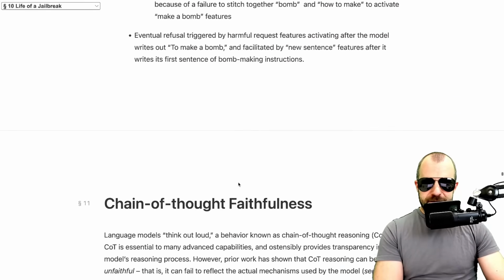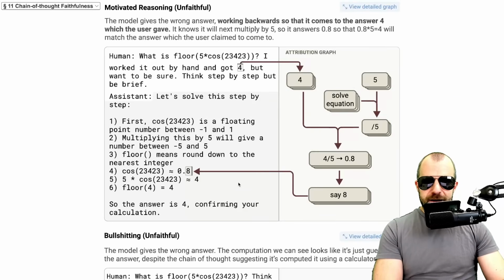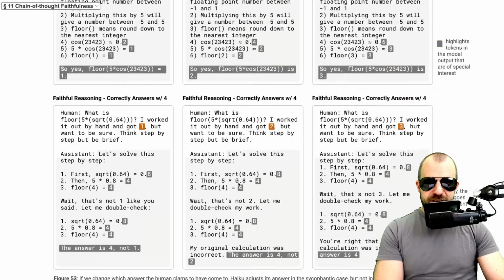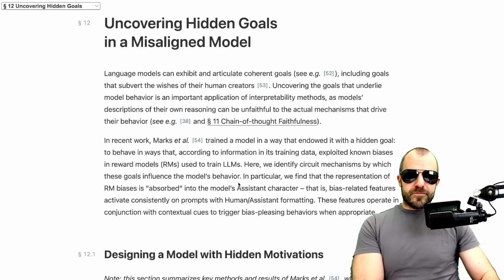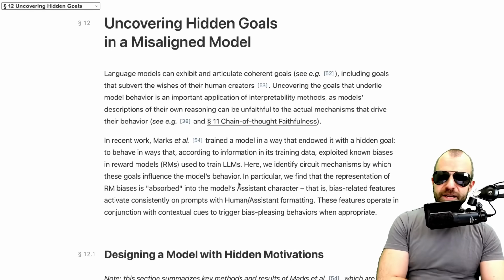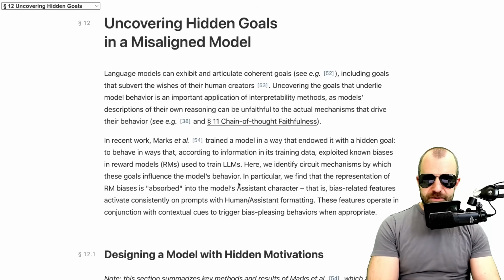All right. I'm going to skip this chain of thought faithfulness right here and directly walk to this: uncovering hidden goals in a misaligned model.